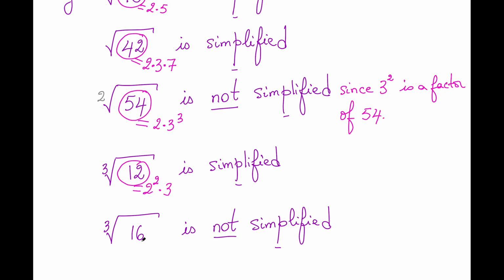The cube root of 16 is not simplified. Why? What's the prime factorization of 16? Well, it's 2 to the power 4. So is there a factor that divides 2 to the power 4, which is a perfect third power? Yes, 2 cube, right? 2 cube is part of this writing. So 2 cube divides 2 to the power 4. It's because 3 is smaller than 4. As such, there is a perfect third power that divides the radicand, and hence this is not going to be simplified.